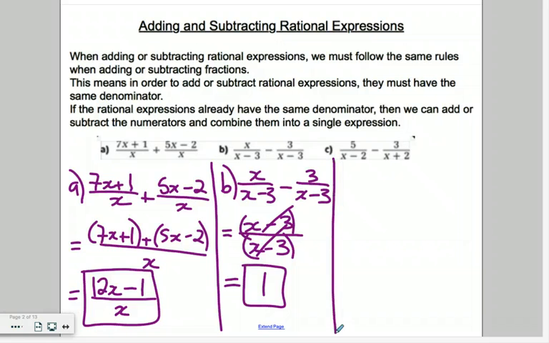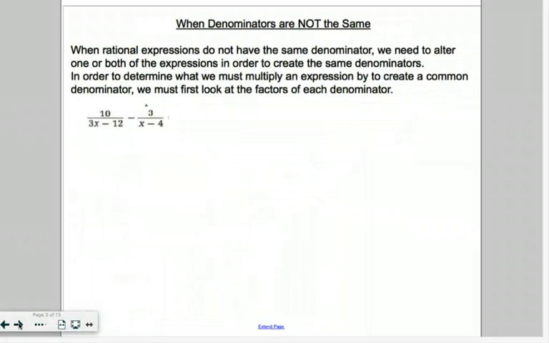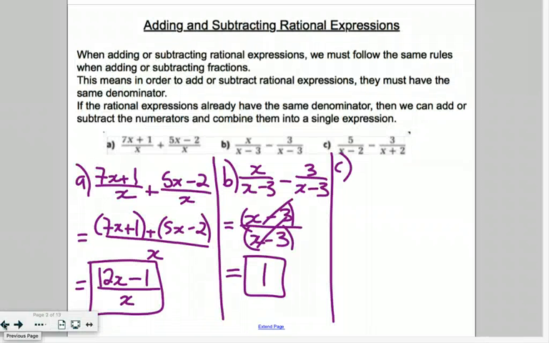Now with c here, you'll notice that we have different denominators. One is x minus 2, one is x plus 2. So I can't just add these together right away. What I need to do is find a common denominator. Like what we did with those fractions that had different denominators where one wasn't a multiple of the other, you again multiply by that clever form of 1, the opposite denominator. So I'm going to take that 5 over x minus 2 and multiply it by the opposite denominator, which is x plus 2, so x plus 2 over x plus 2.